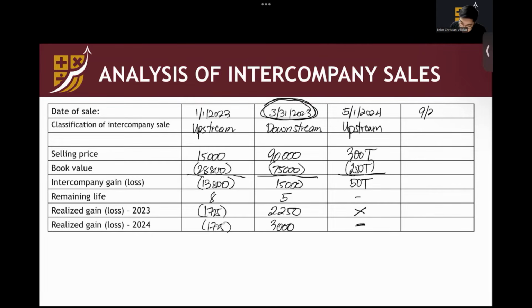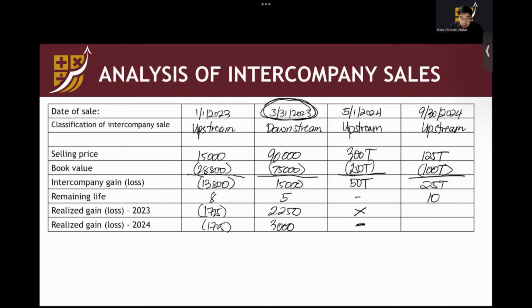Last na. September 30, 2024. Sino yung seller? Subsidiary pa rin. Therefore, upstream pa rin siya. Yes? Oh, selling price, 125. Tama? Then, how much is the book value? 100,000. The result is 25,000 intercompany gain. Okay? Remaining life, 10 years.